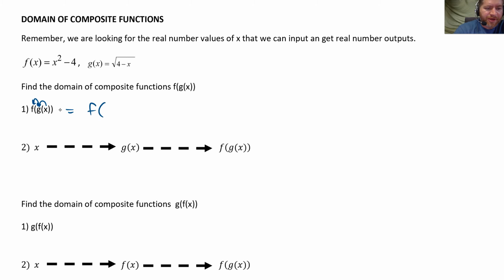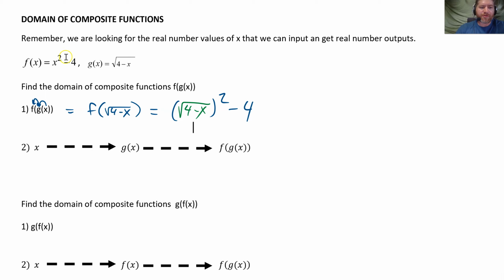So we're going to be doing f composed of g of x, and our g of x here is the square root of 4 minus x. So that's what we're plugging in. We're plugging in our g of x, which is the square root of 4 minus x. Okay, so we plug that into our square minus 4. We'll change that to green so you can kind of see it. So we're plugging in the 4 minus x.